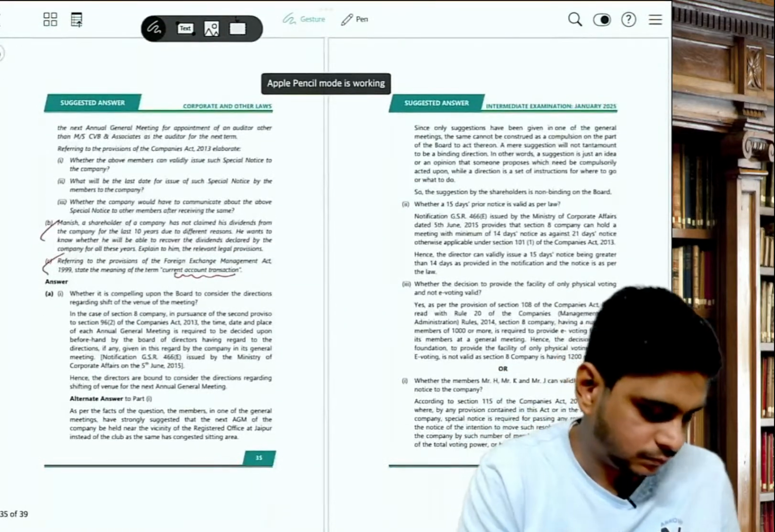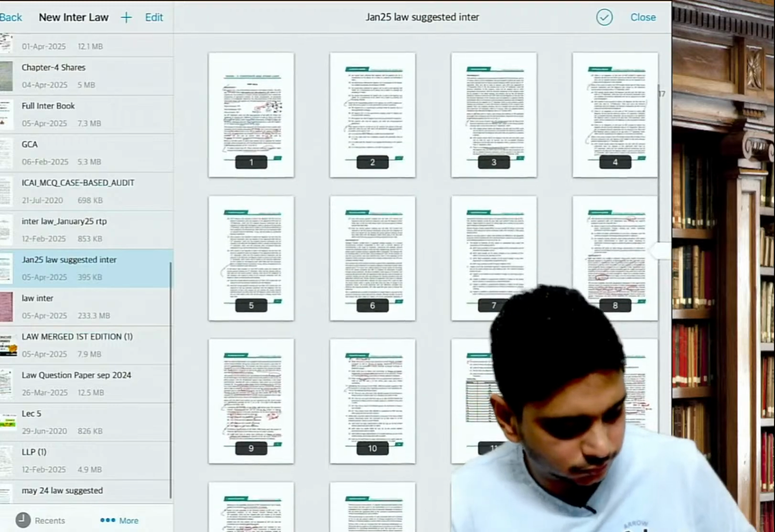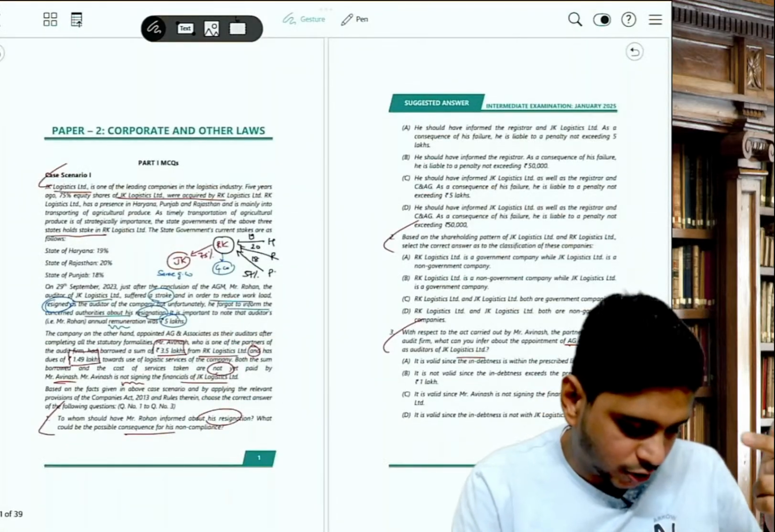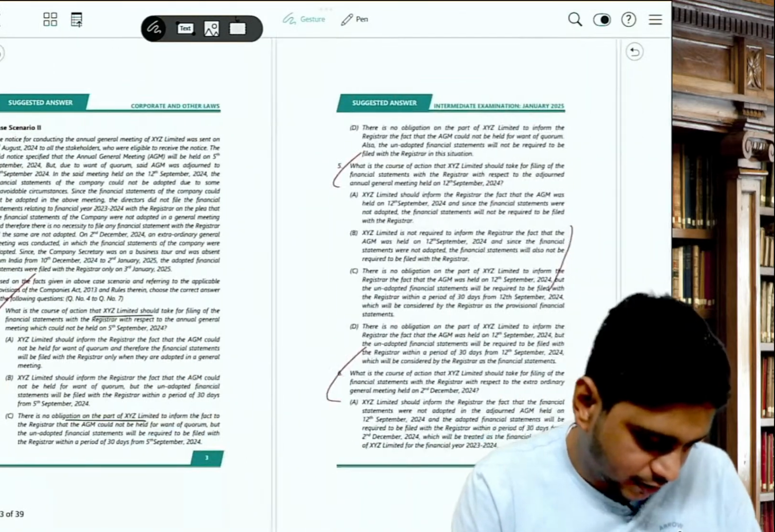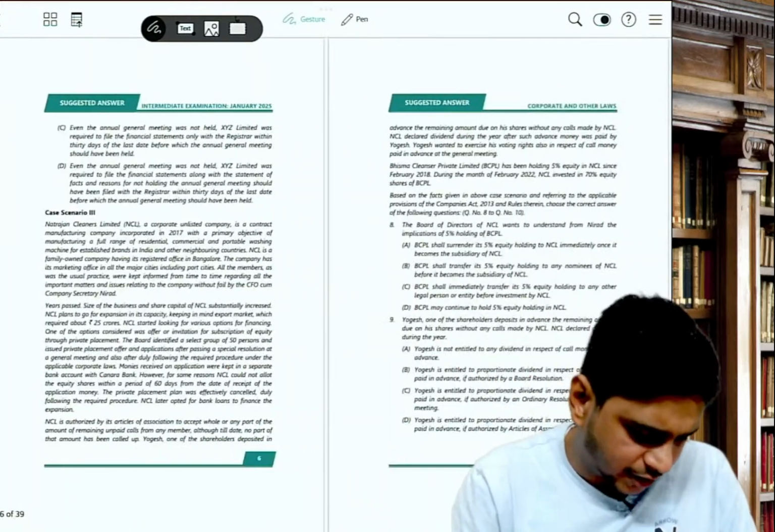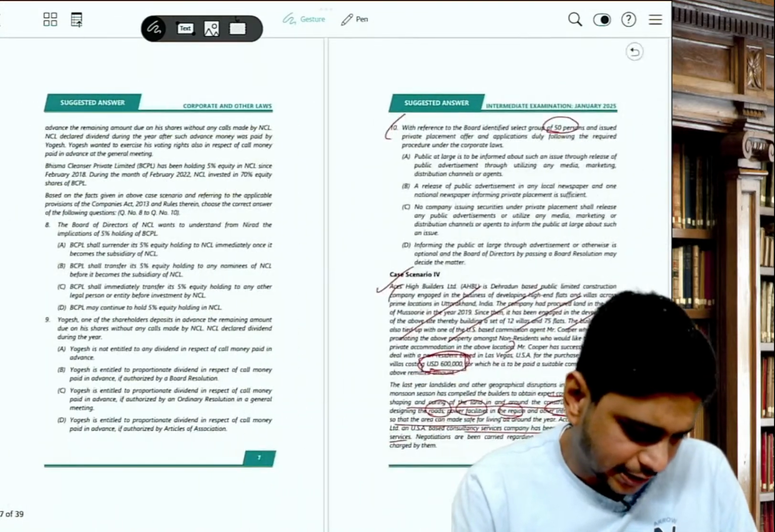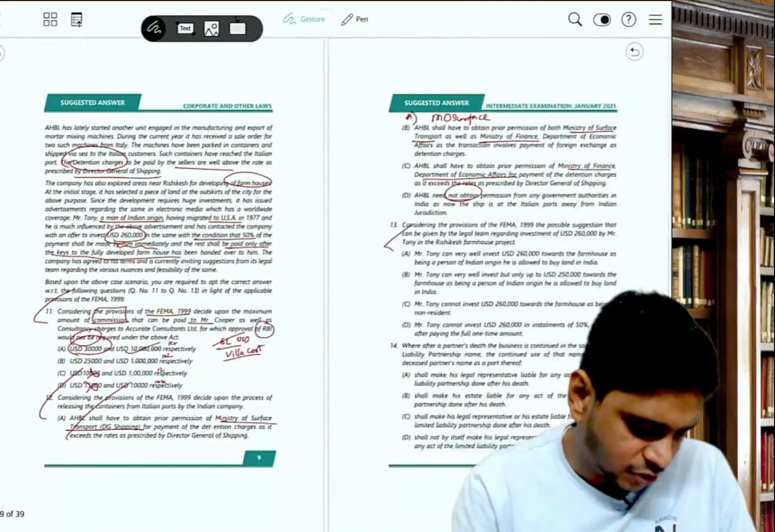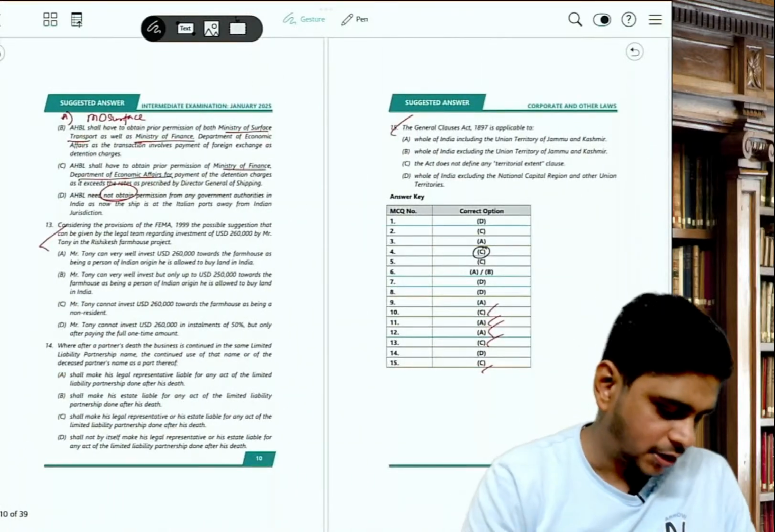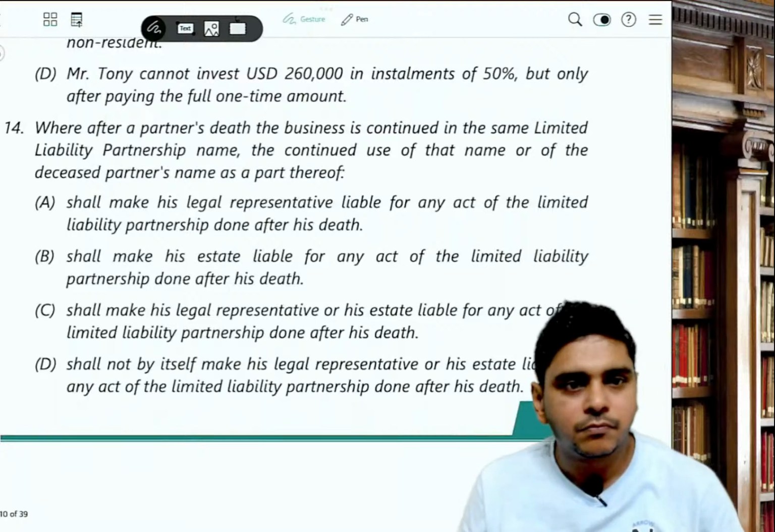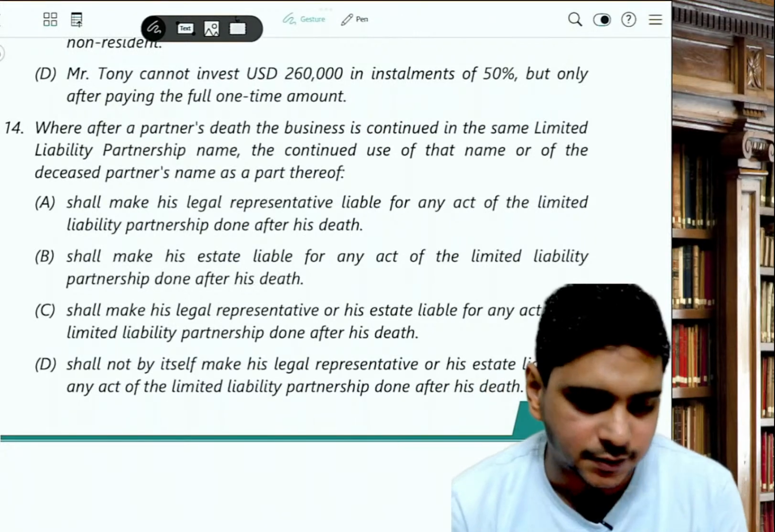Hold on. 1, 2, 3 we have done, 4 we have done, 5 we have done, 6 we have done, 7 we have done, 8, 9 pending, 10 we have done, 11 we have done, 12 we have done, 13 we have done, 15 we have done, 14. You need to use your brain and answer this.